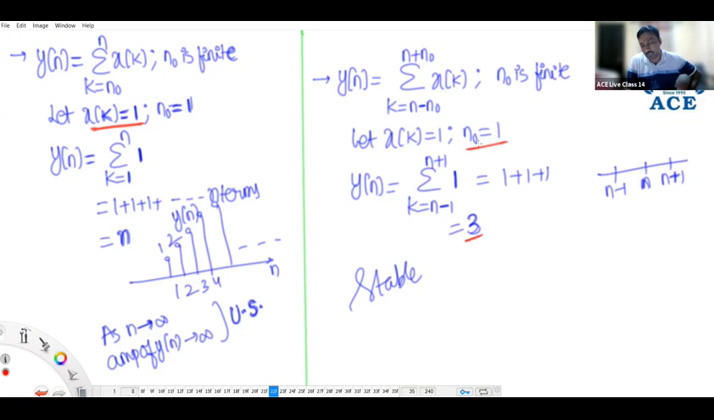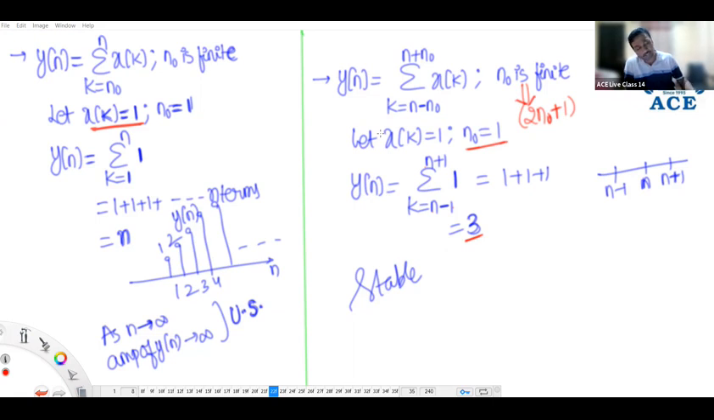If I assume n naught as 2, summation limits are n minus 2 to n plus 2, then it becomes 5. In terms of n naught only, the answer is 2n naught plus 1. If you want the answer directly in terms of n naught, it is 2n naught plus 1. As stated, n naught is finite. System is stable.